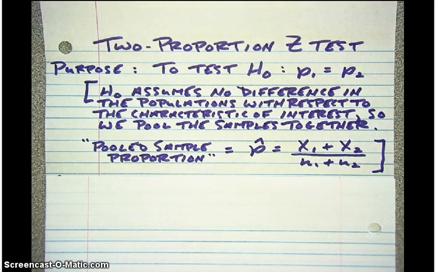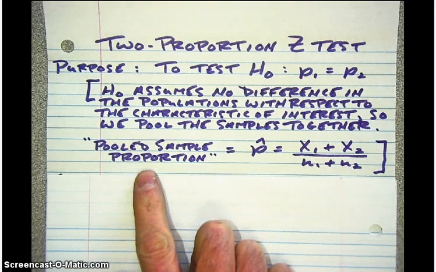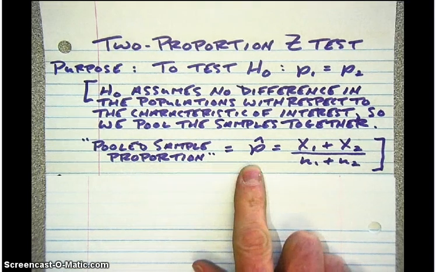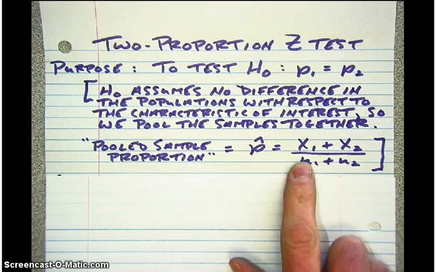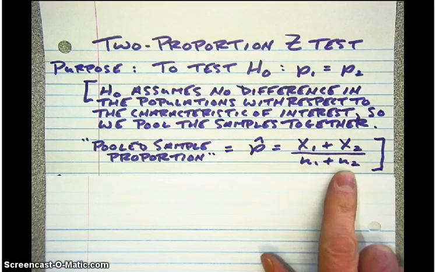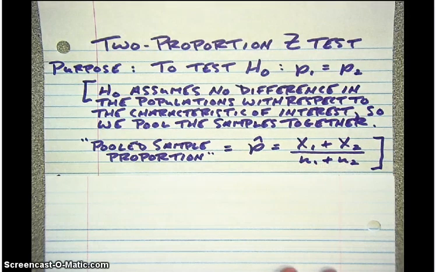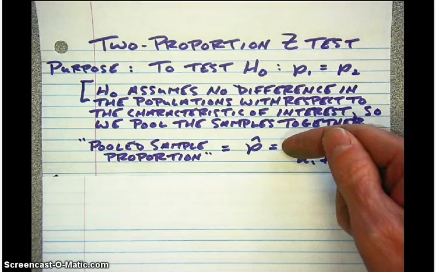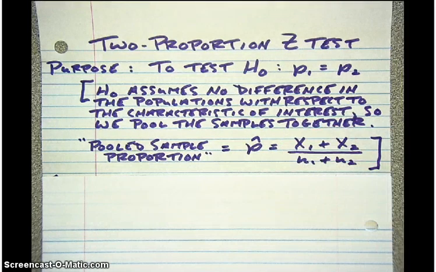And then in that case, we can pool the samples together. So that gives us the pooled sample proportion, which is p hat, no subscript, and that's the sum of the number of successes in the two samples divided by the two sample sizes added together. Now we're going to use this p hat when we check conditions, and we're also going to use it when we generate our test statistic.